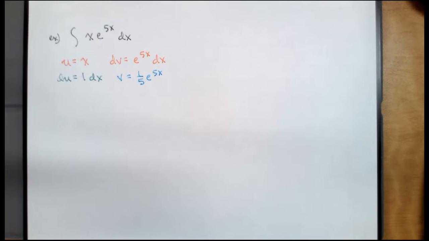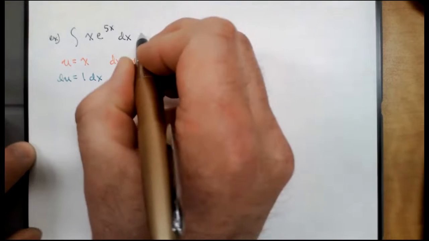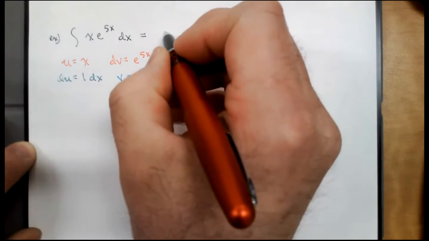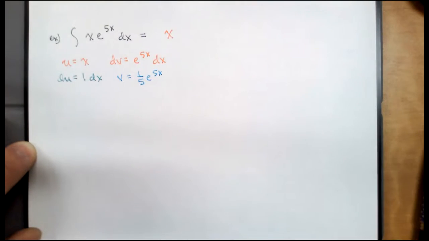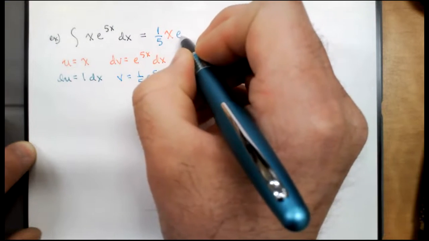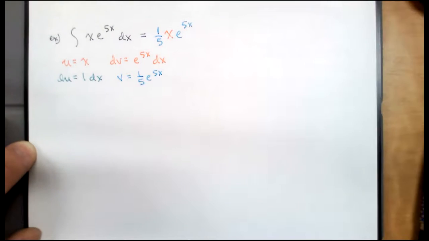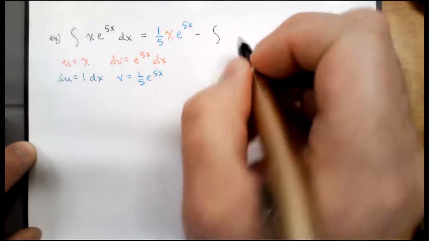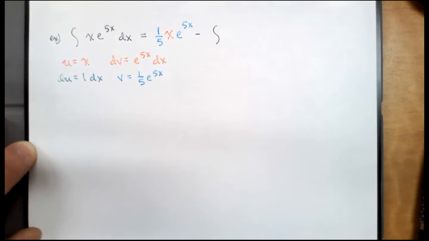Step 3, drop your parts into the parts formula. We take uv. I keep picking things with constants that I want to split up, but I have to color code everything. Minus the integral of v times du.